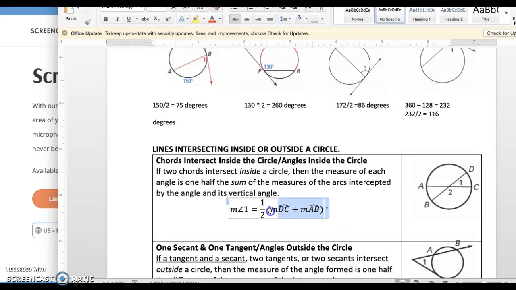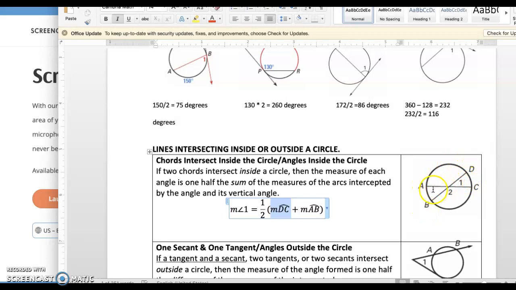So I only wrote down the math for 1. For 2, I can verbally say what that is if you want to fill that in as well. So angle 1 is intercepting arc DC, so that's the first measure that we're going to include, plus whatever its vertical angle would be intercepting. So we would cross over, and we see that the vertical angle would be intercepting AB. So you add up those two arcs and cut them in half, and that will give you the value of angle 1. If I was talking about finding the measure of angle 2, I'd have 1/2 times BC plus AD.